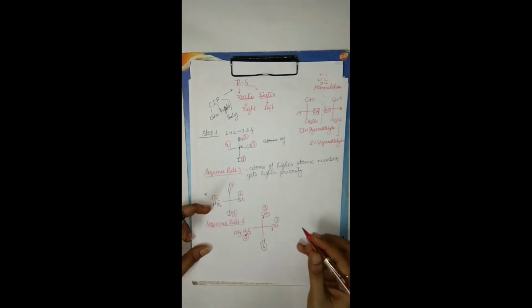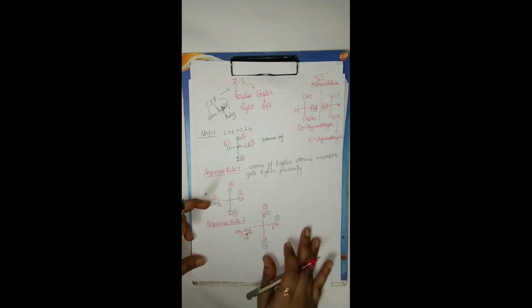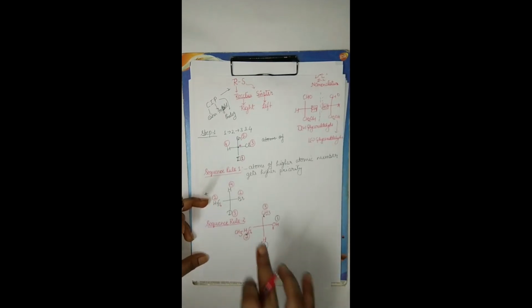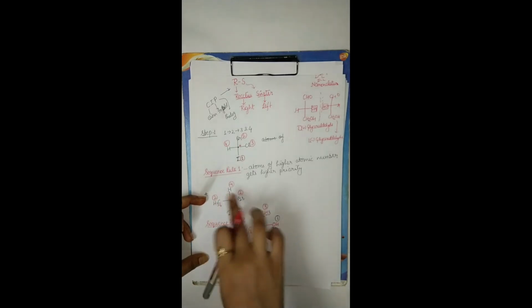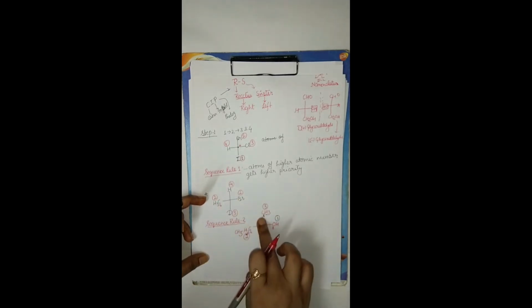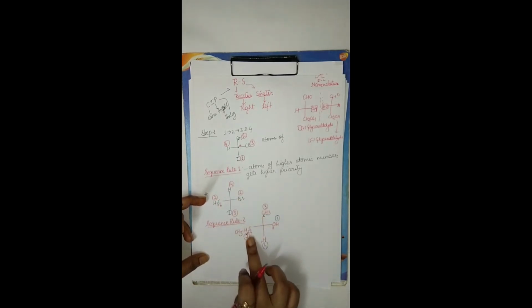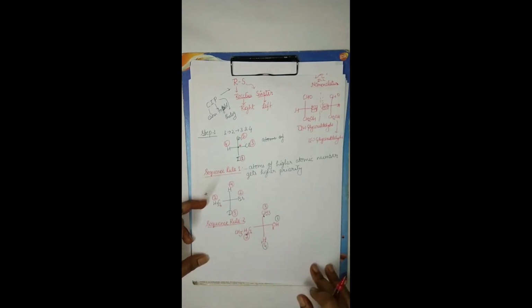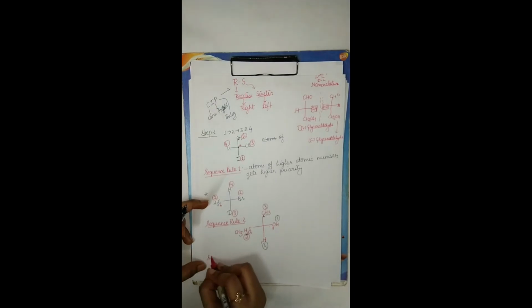Okay students, I am giving one more example. This is the sequence rule 2. If we do not have 4 different groups, we are having 2 same groups, then we will decide by the next atom, or move on. Okay. Sequence rule number 3.